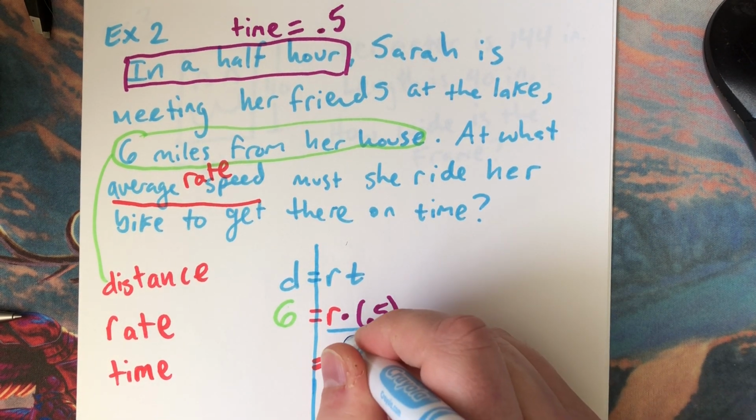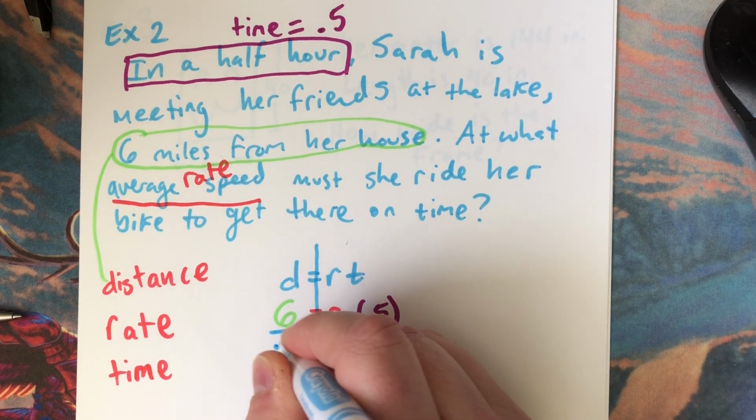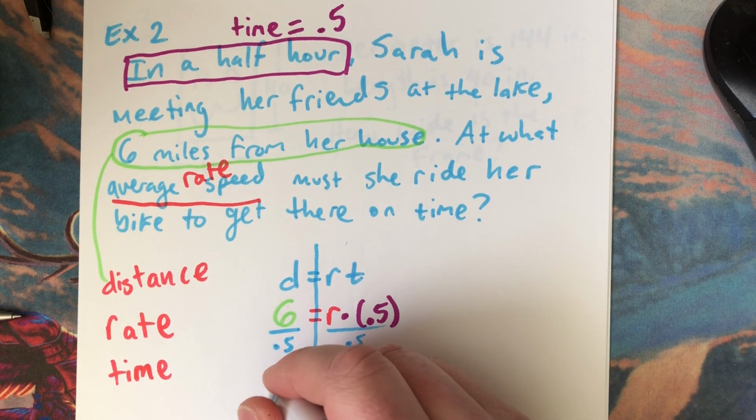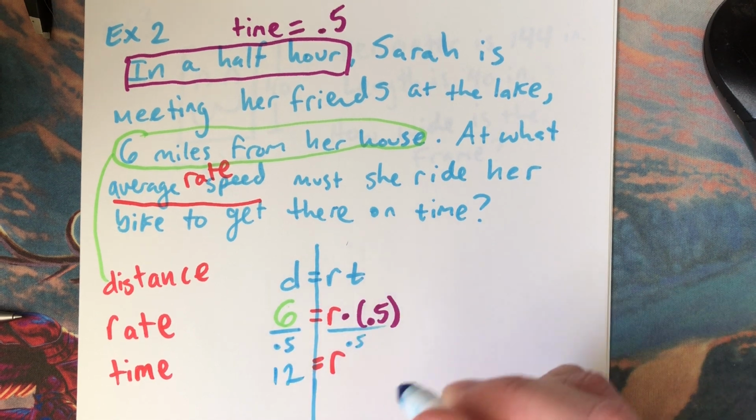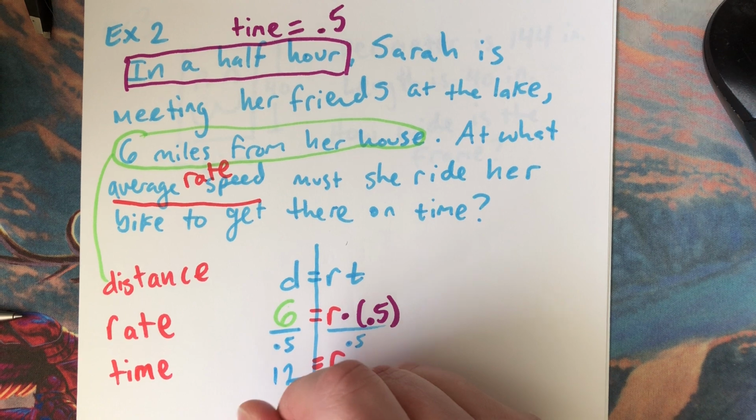So I'll divide by this number, 0.5, and then divide by 0.5. Now 6 divided by 0.5 is a little counterintuitive. Dividing by decimals smaller than 1 usually doesn't work the way that we think it's going to. And this is no different. So 6 divided by 0.5, if you haven't already tried it, 6 divided by 0.5 is 12. And so she needs to go at 12 miles per hour.